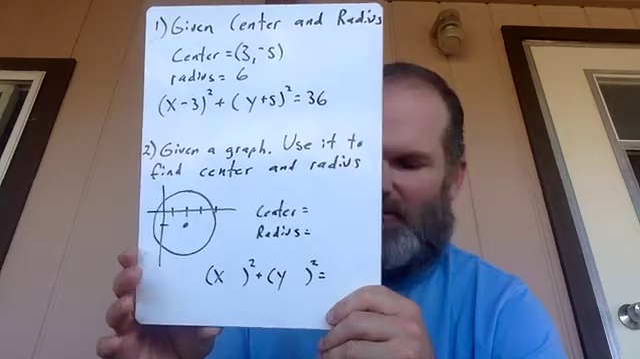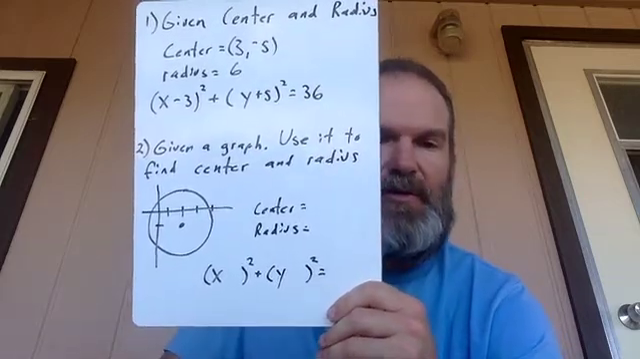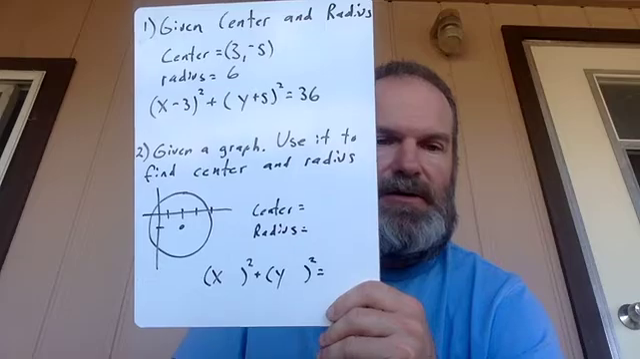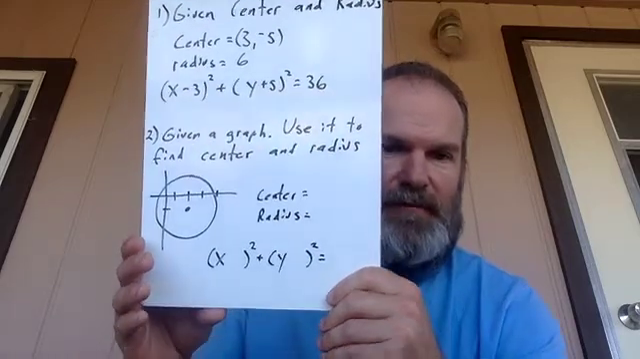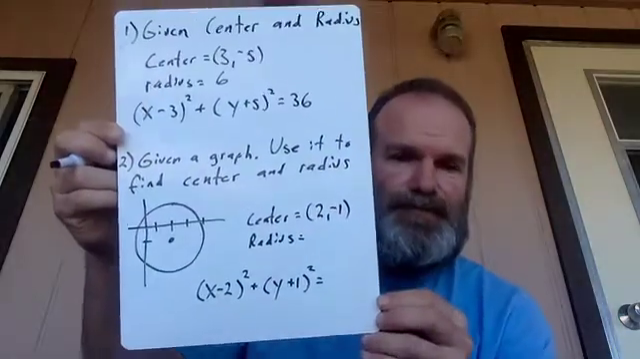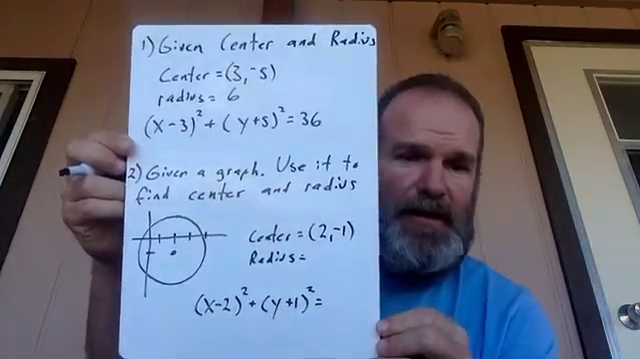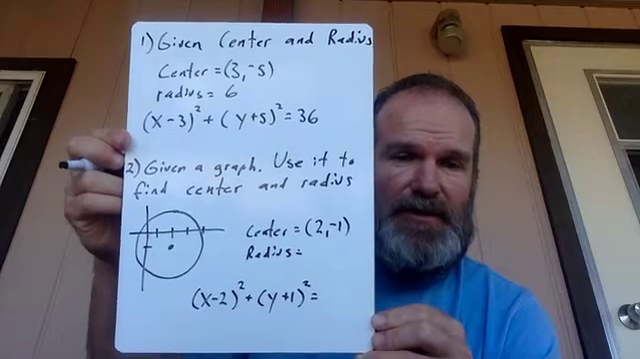you had to determine what the center and the radius was from the picture. So in this picture that I've drawn, the center is at 2, negative 1. So I will fill in the equation with that information. 2, negative 1 would be minus 2 and plus 1. So if your center is 2, negative 1, now you can go ahead and fill in the parentheses just like we did in example 1.